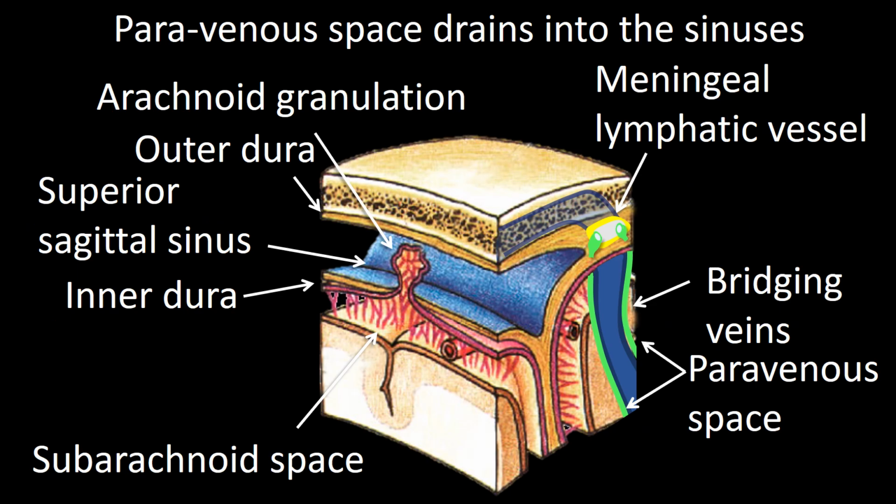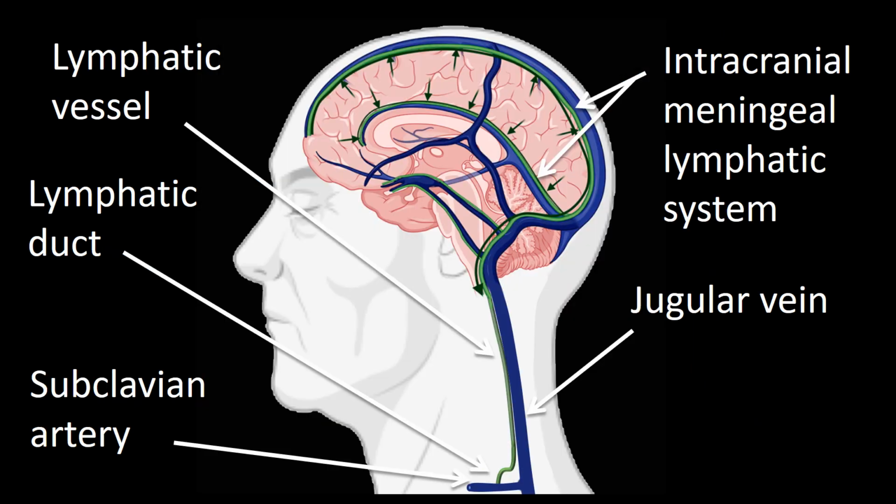The paravenous space, accompanied by the breaching veins, traverses the arachnoid space and the dura to reach the lymphatic vessel in the dura. In this figure, you see the intracranial lymphatic system abutting most of the cerebral sinuses. The intracranial meningeal lymphatic system drains to the lymphatic vessel linked to the internal jugular vein, going to the lymphatic duct, which empties in the subclavian vein, thus reaching the internal jugular vein.